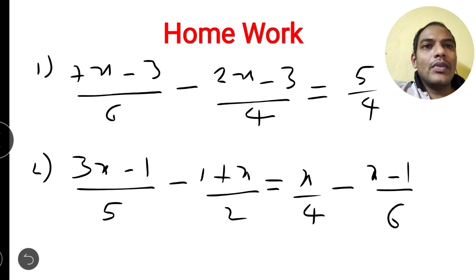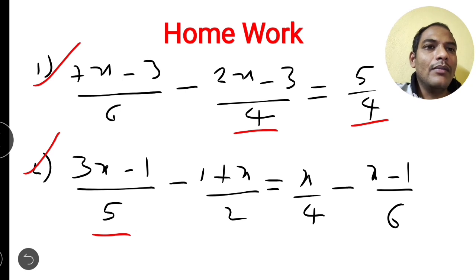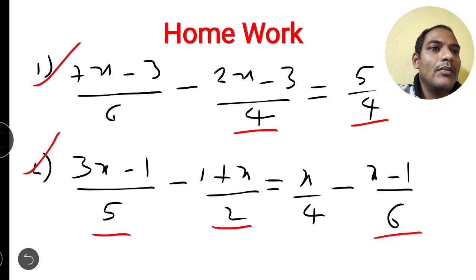So children, I am giving 2 problems for homework. The first question is (7x minus 3) by 6 minus (2x minus 3) by 4 equals to 5 by 4. Next, the second question, (3x minus 1) by 5 minus (1 plus x) by 2 equals to x by 4 minus (x minus 1) by 6.